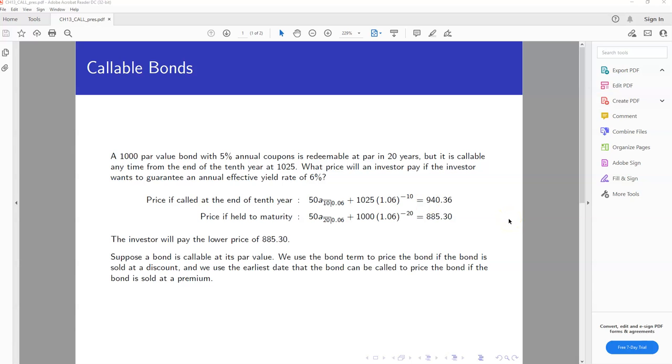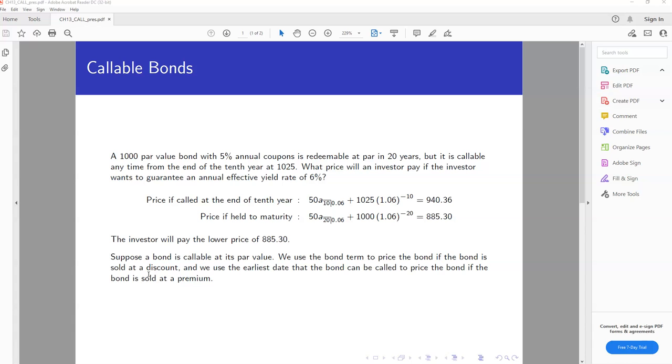So, in particular, if we're going to have a callable bond when it's sold at a discount, we want to go out as far as possible because that means the price is going down the farther you go out. And in general, that's always true if we've got a par value bond. So if we've got a bond that's callable at par value, we'll use the term to price the bond if it's sold at a discount. Because again, the farther you go out, the lower the price gets. And we want to guarantee a particular yield. We want to make sure we pay the lowest possible price.